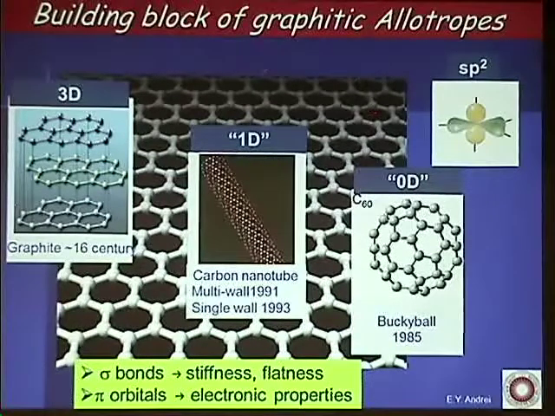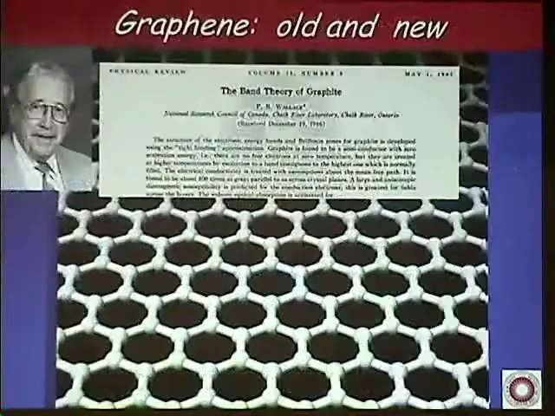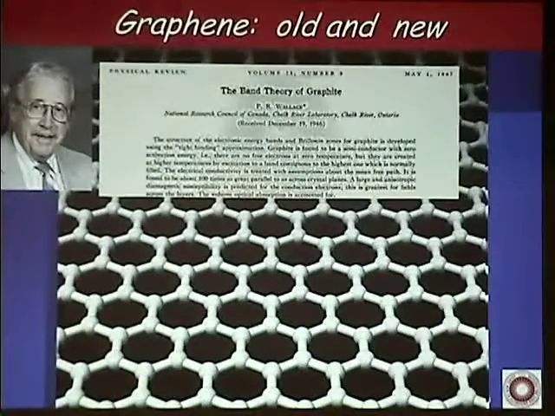The 0D, 1D, and 3D exist in nature, whereas the 2D cannot exist. And we know that, at least we thought we knew that for a long time. So instead of trying to make it in the lab, people tried to make toy models out of it. So graphene existed, but as a theoretical model.